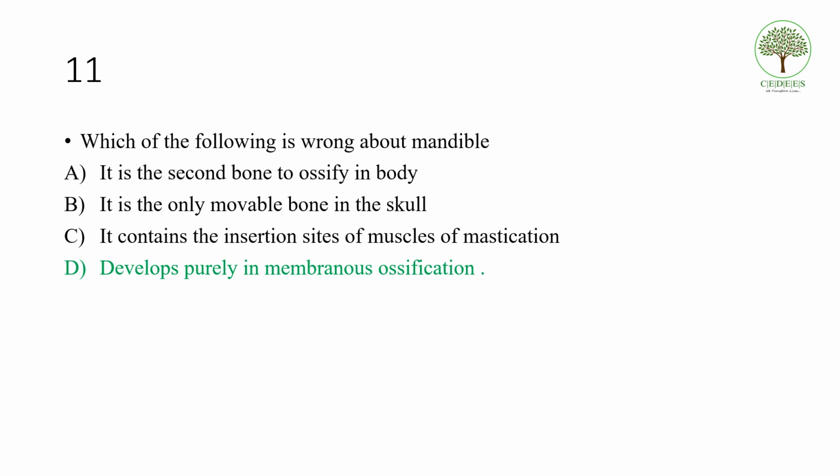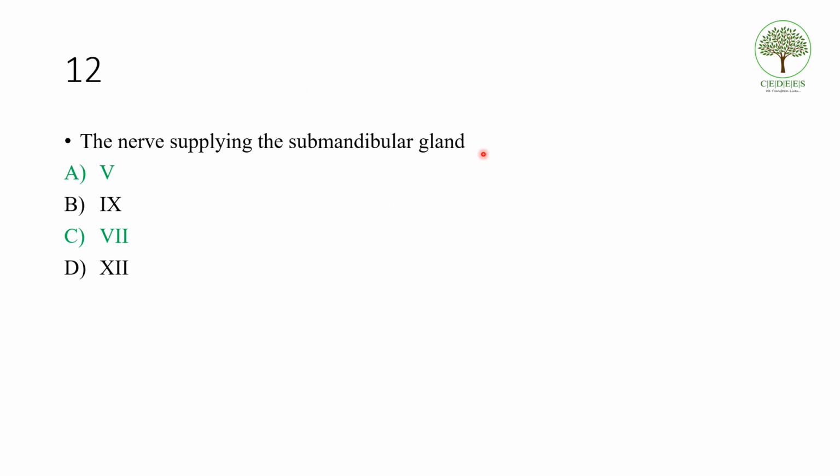Next question. The nerve supplying the submandibular gland, whether 5th or 7th. We may get confused between the 5th and 7th, but they did not ask whether it is secretomotor or sensory. Sensory is by the lingual nerve, and secretomotor is by the chorda tympani branch of the facial nerve. So you can choose accordingly.